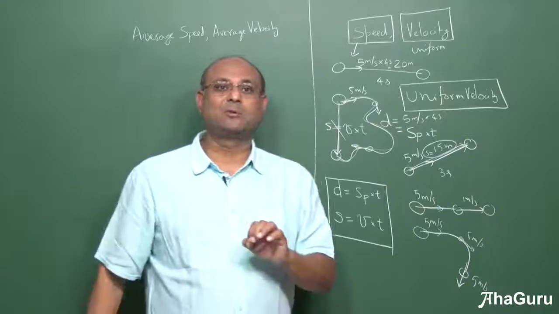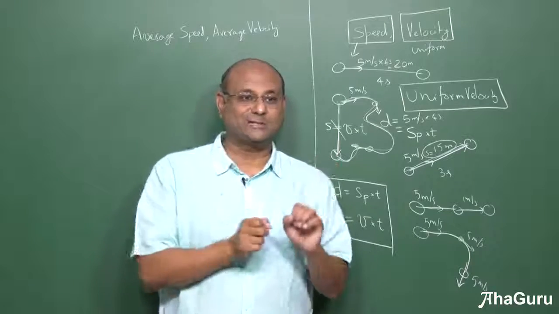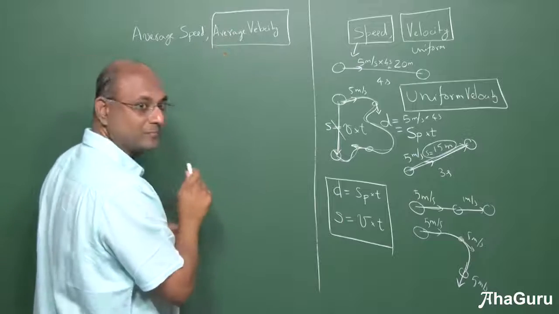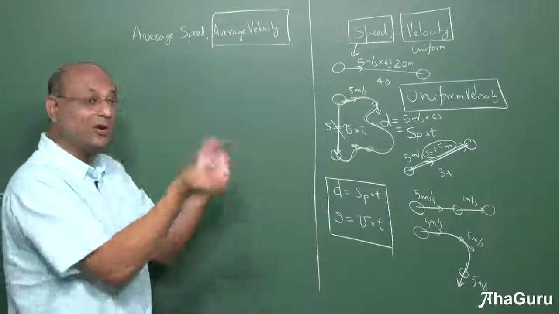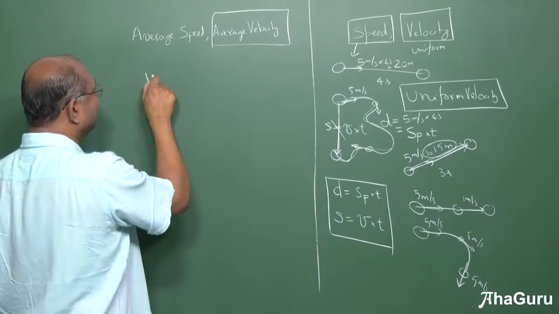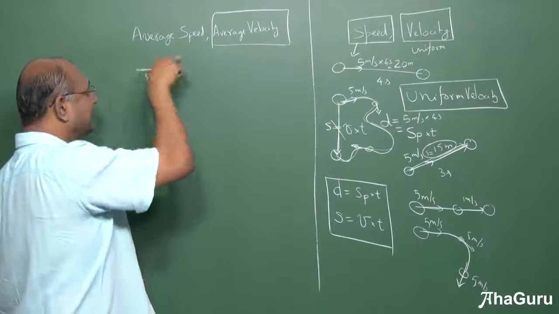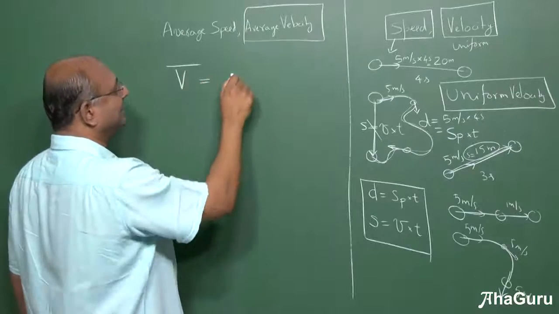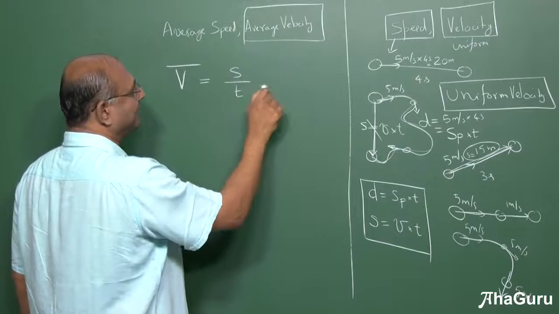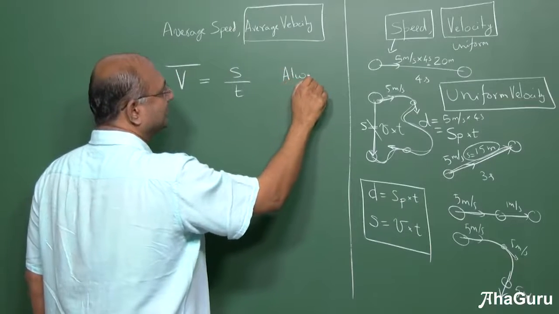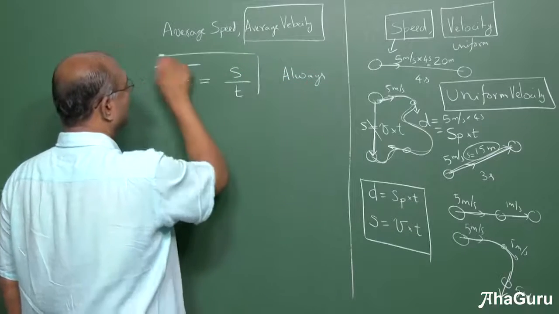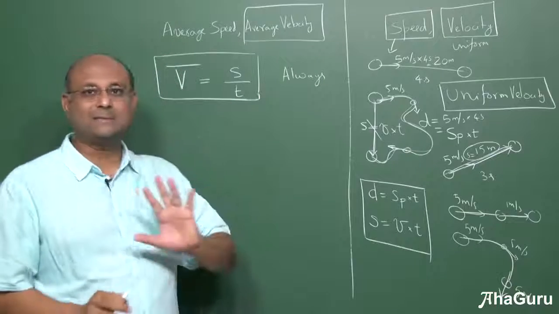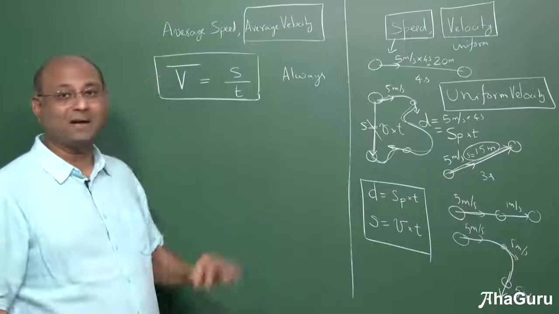So then we talk about the idea of average velocity. So let us look at this idea of average velocity, because many cases velocity is not constant. So we write it like this: velocity with a bar. What is the bar? Average. Average velocity is displacement by time always. Every case, every situation, displacement by time is average velocity. It's a definition of average velocity.